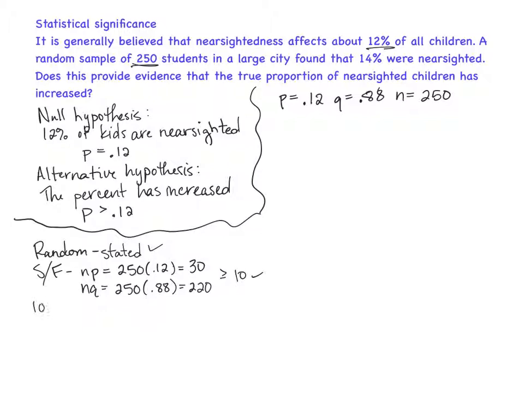And then the 10% condition, this mentions it's a large city, so we can assume that 250 students is less than 10% of all students in the city.